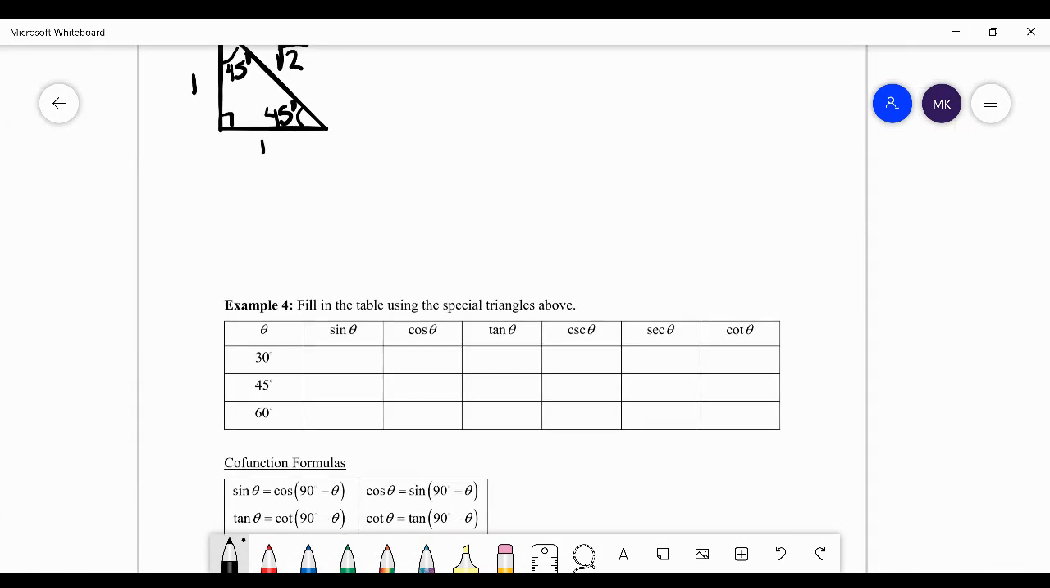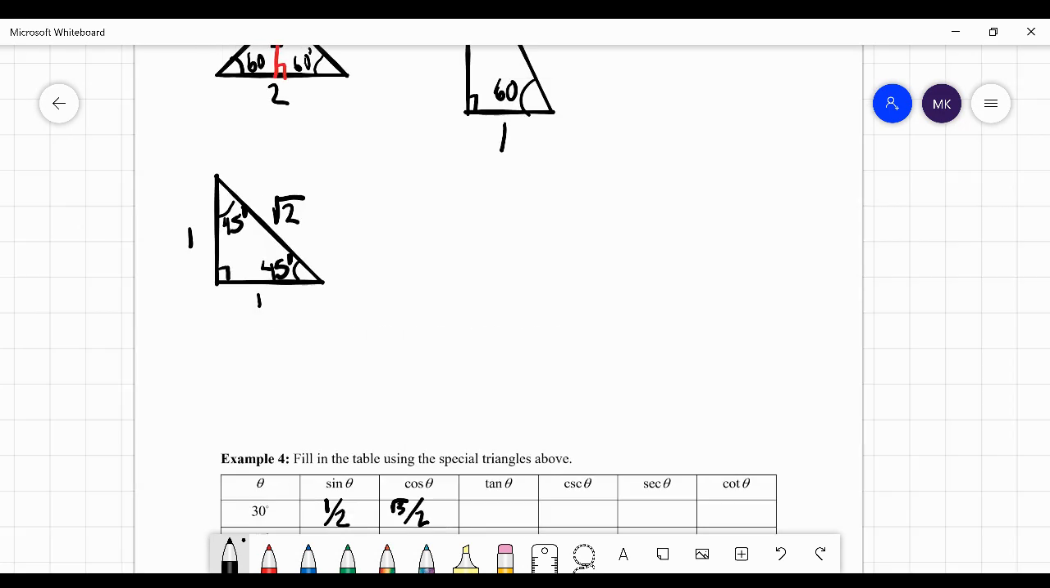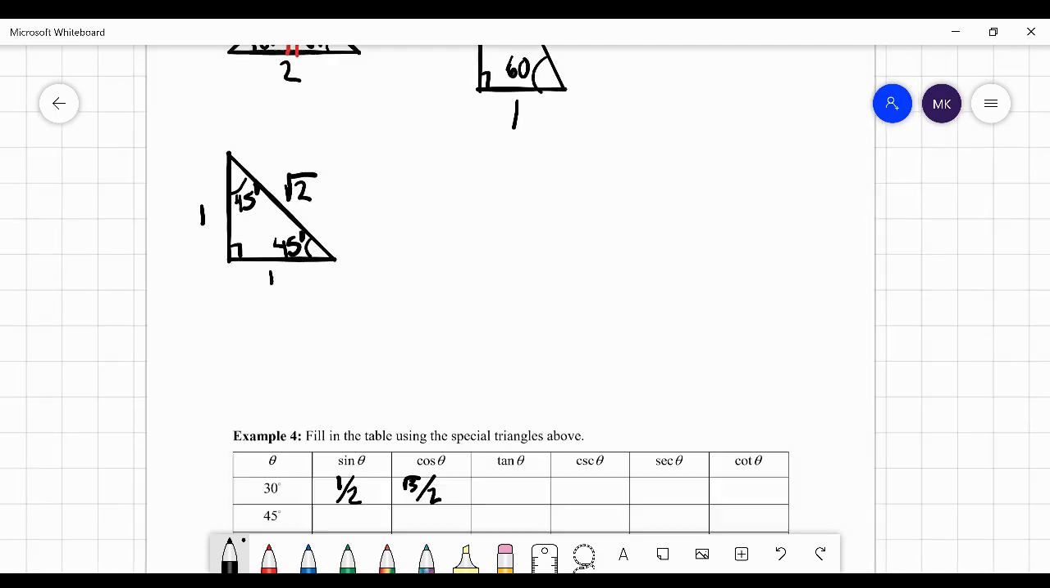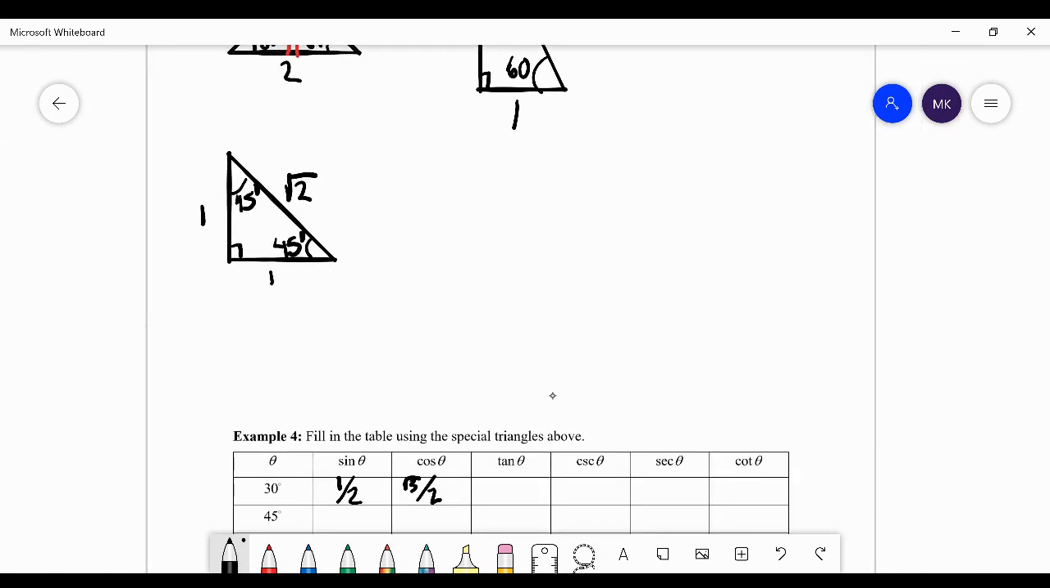Now, sine is opposite over hypotenuse, so that's 1/2. Cosine is adjacent over hypotenuse, so that is root 3 over 2. Tangent is opposite over adjacent. So that is 1 over root 3.